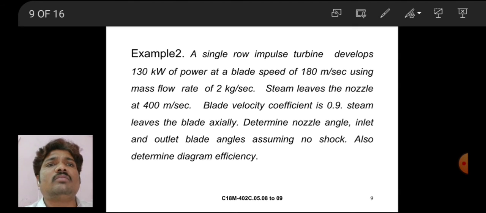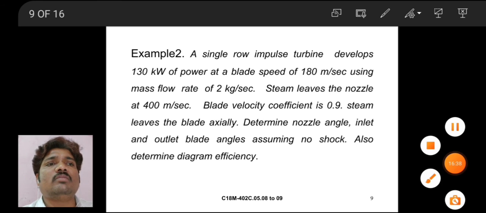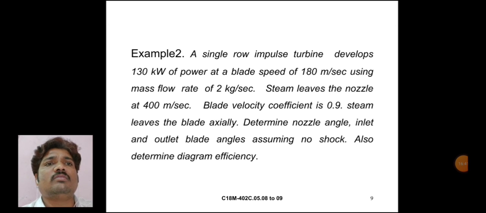This is the second problem. A single row impulse turbine develops 130 kilowatts of power at a blade speed of 180 meters per second, using a mass flow rate of 2 kg per second. Steam leaves the nozzle at 400 meters per second. Blade coefficient is 0.9. Steam leaves the blade axially. Determine nozzle angle, inlet and outlet blade angles assuming no shock. Also determine diagram efficiency. We solve the second problem.